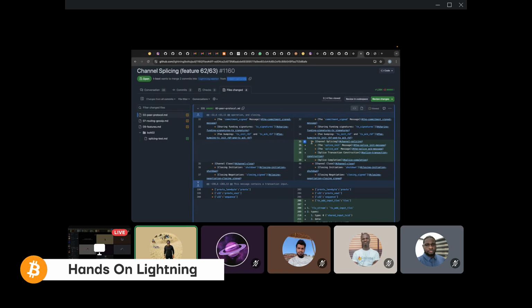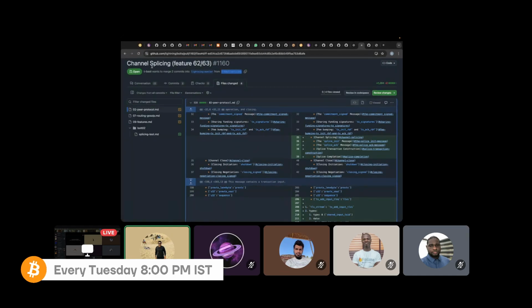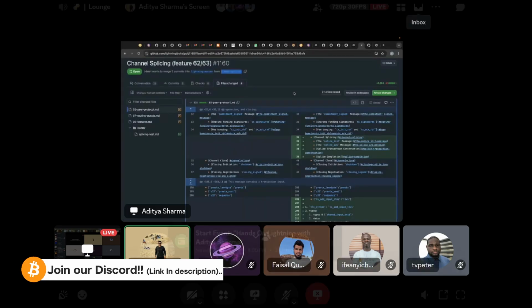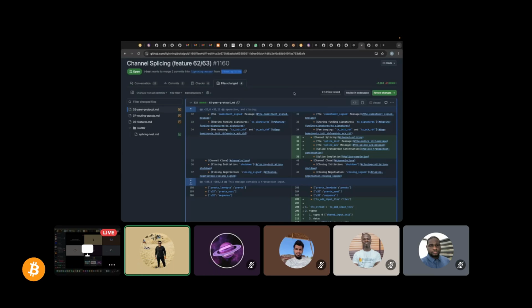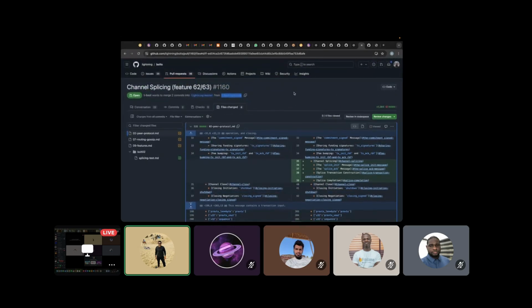Today we are going to discuss channel splicing. It's a recent proposal into the Lightning Network, which basically allows you to resize your current channels that you already have on your node. This has been proposed by the Core Lightning team. Dusty Damon is the core maintainer of this feature. There already has been an experimental implementation of it in Core Lightning.